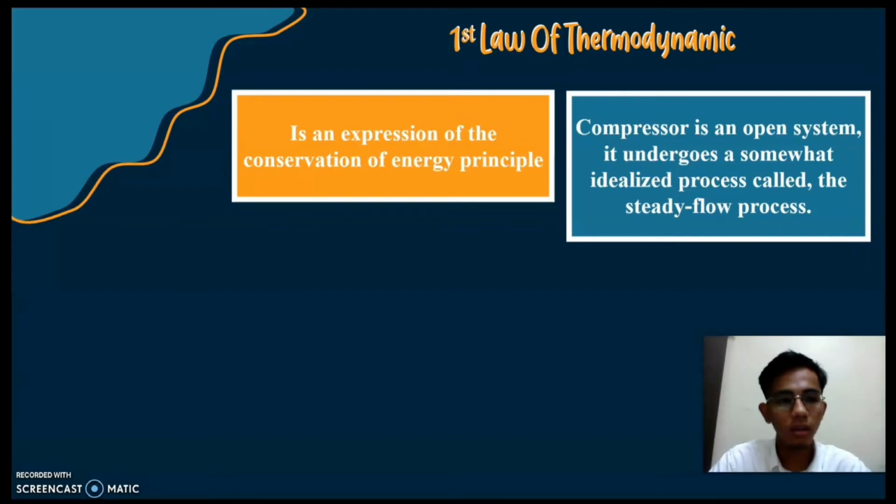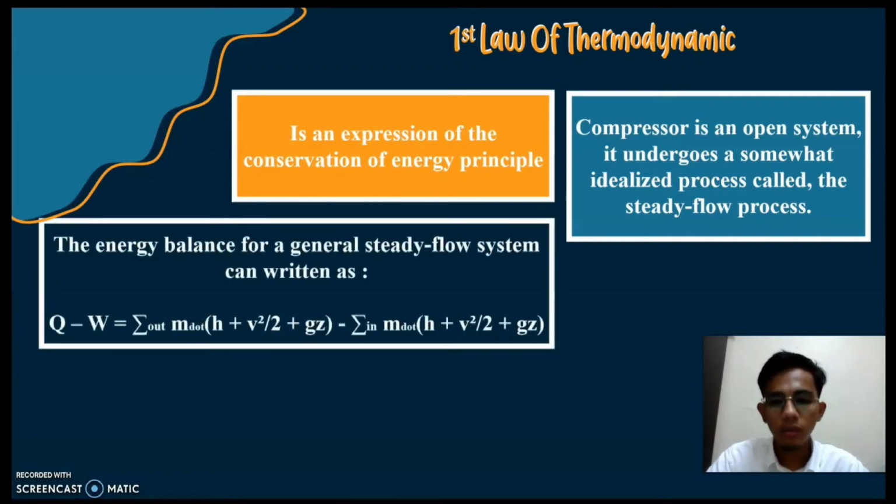Since the compressor is an open system, it undergoes a somewhat idealized process called the steady flow process. Hence, the total energy content of the control volume remains constant. The energy balance for a general steady flow system can also be written as Q dot minus W dot equal to total out of m dot multiplied by (h plus V squared per 2 plus gz), minus total in of m dot multiplied by (h plus V squared per 2 plus gz).